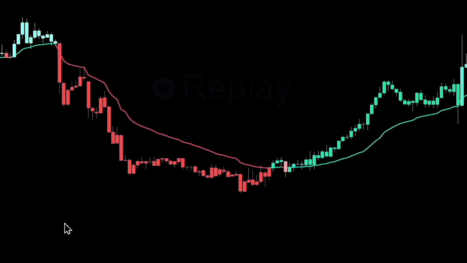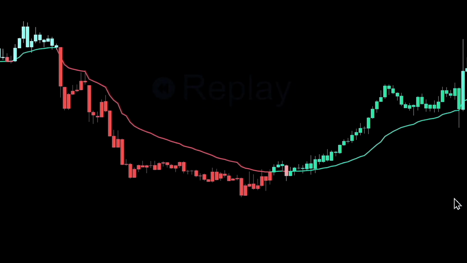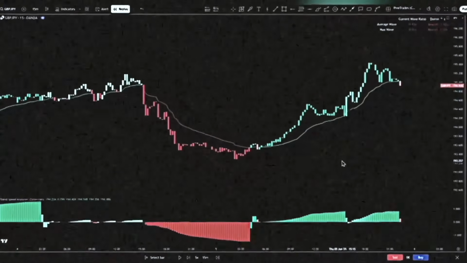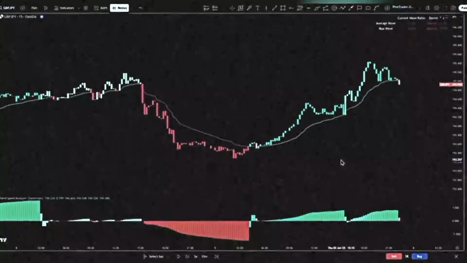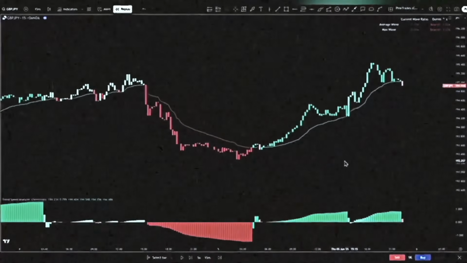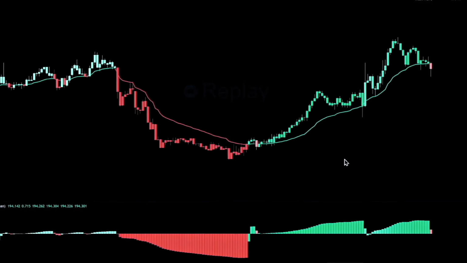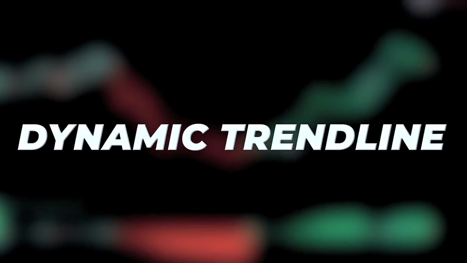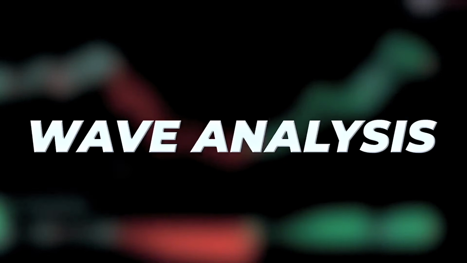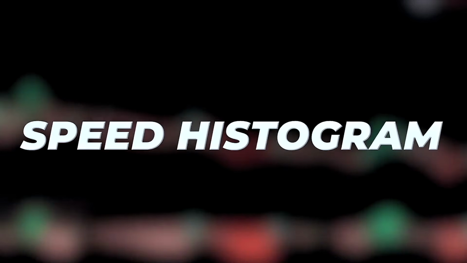So what's this tool all about? Unlike basic indicators that just show price crossing a line, this one goes deeper, measuring the speed and strength of price moves to give you a clearer picture of market momentum, trend shifts, and potential reversals. It's like a 3D snapshot of what's driving the market, combining a dynamic trend line, wave analysis, and a speed histogram for real-time insights.